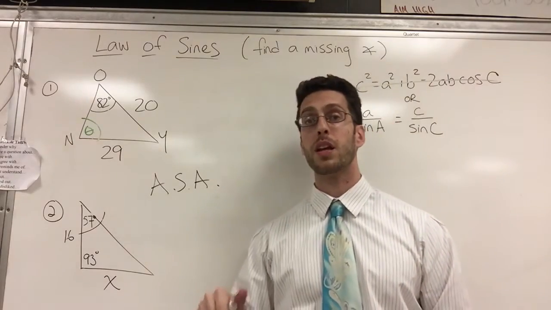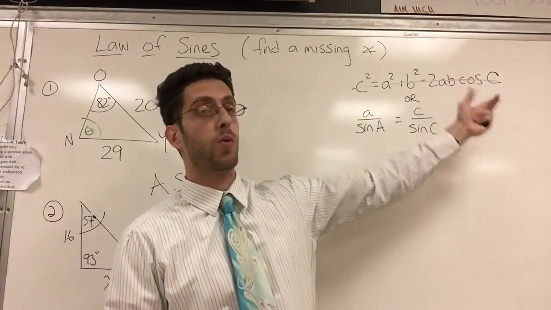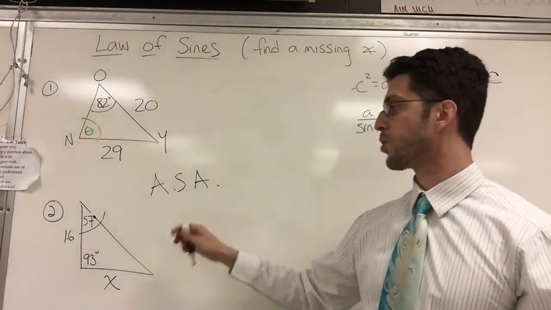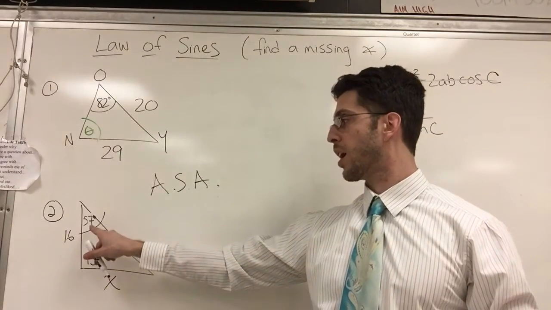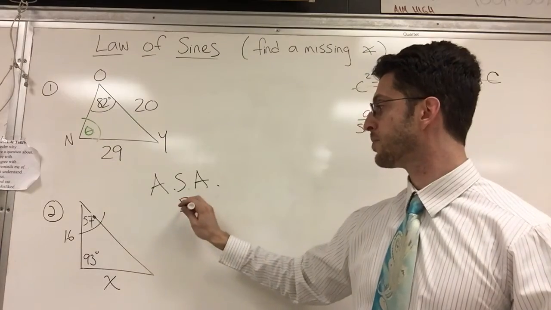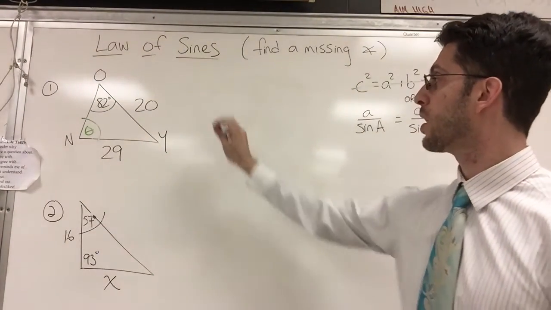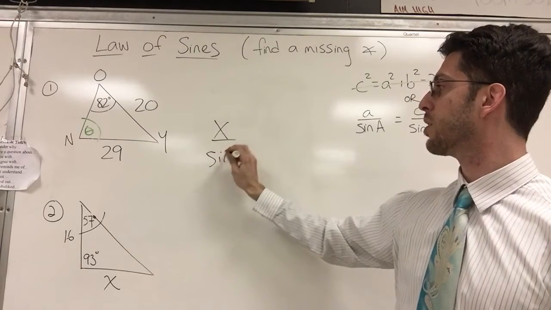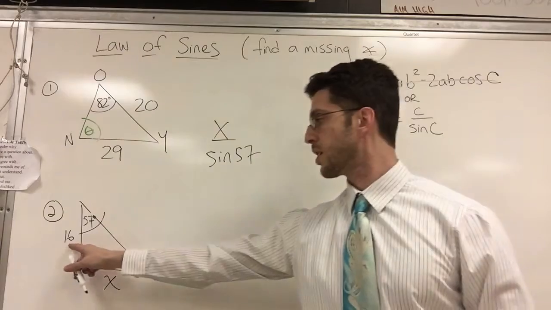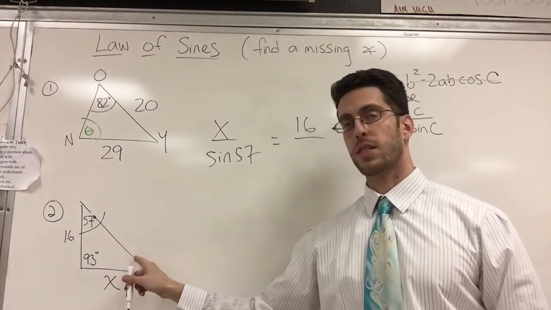I already explained in the beginning of this video, the law of cosines won't work. You can try it, it won't work. You should try it just to see that it doesn't work. So I'm going to go straight to the law of sines. X over sine 57 equals 16 over the angle opposite.